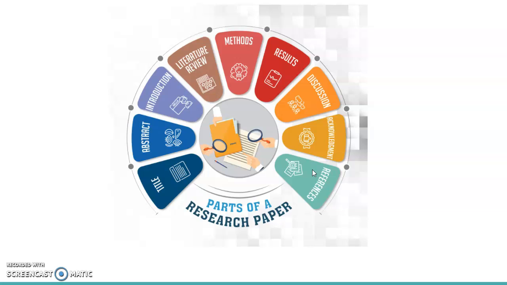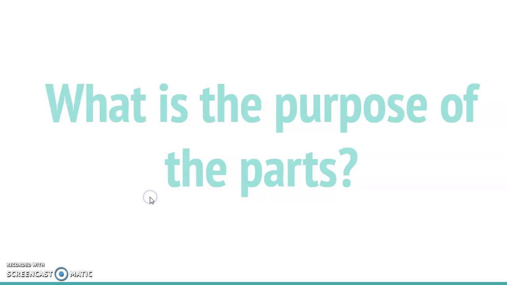Additional components that can be included in a research paper is the appendices, which is found at the end of the references, and the theoretical framework, which can be found in between the literature review and methodology. What is the purpose of the parts?